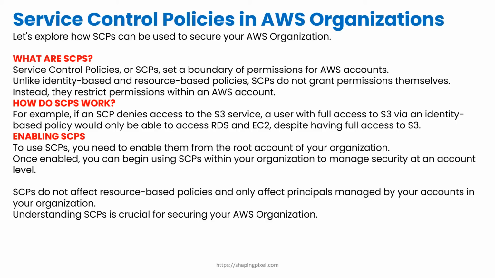To use SCPs, you need to enable them from the root account of your organization. Once enabled, you can begin using SCPs within your organization to manage security at an account level. SCPs do not affect resource-based policies and only affect principals managed by accounts in your organization. Understanding SCPs is crucial for securing your AWS organization.